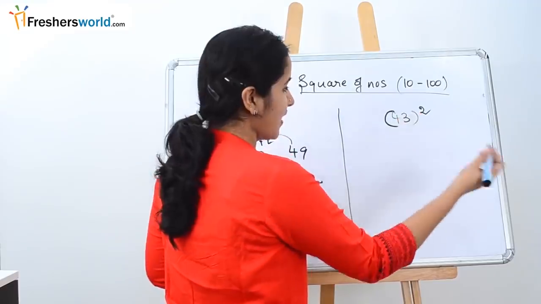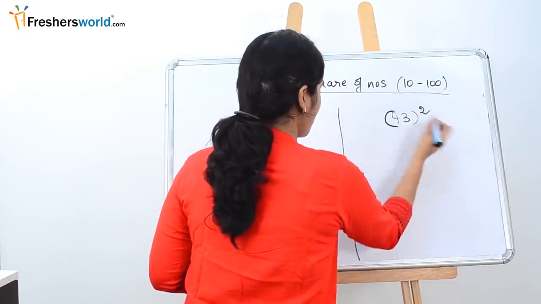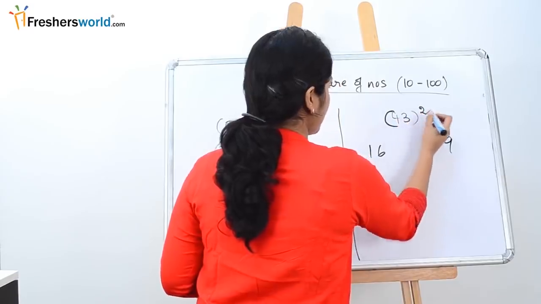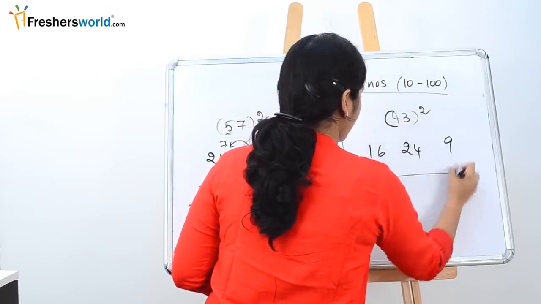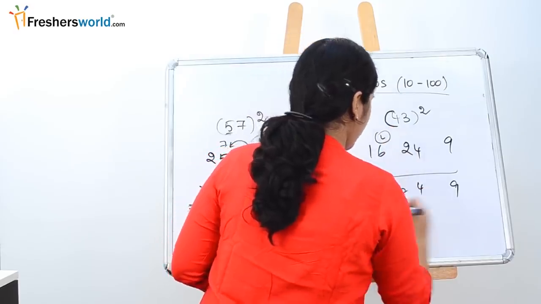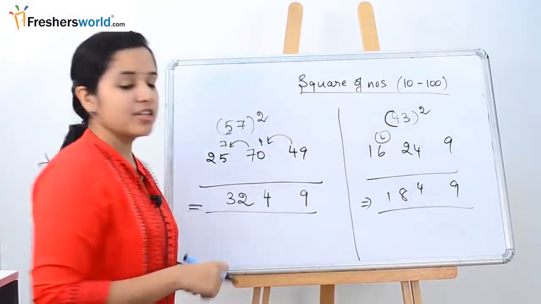43 square, they are asking. 4 square is 16. 3 square is 9. 4 3s are 12, 12 2s are 24. So we write the last digit 4, and 2 is carried over. So 1849. Let's solve another sum.